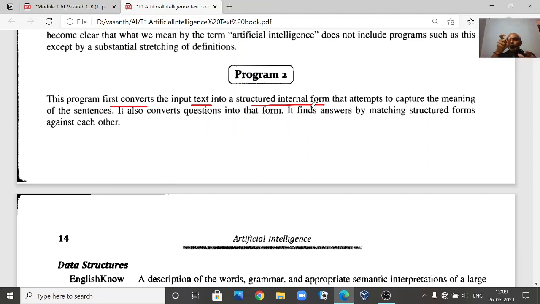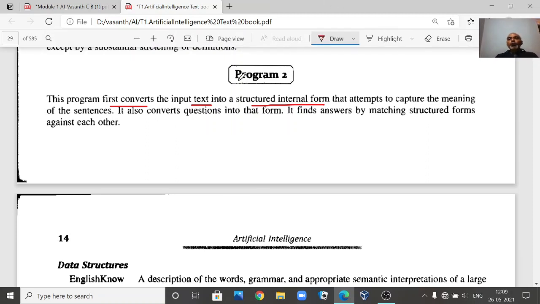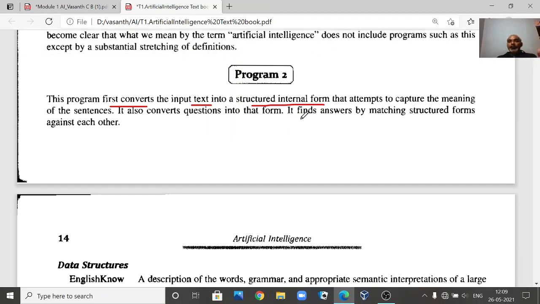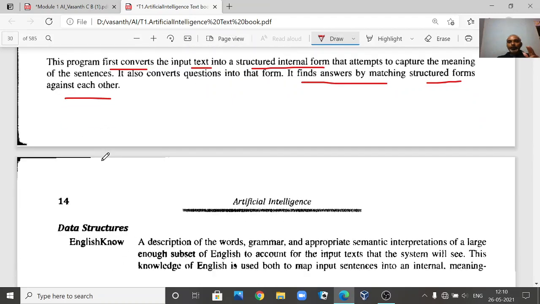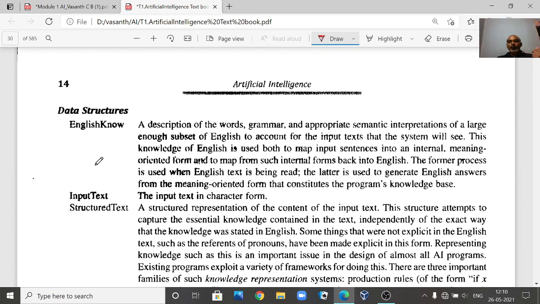Now we want one particular knowledge representation form. To understand this example, we are going to use some type of knowledge representation, which we will be discussing in our forthcoming sessions. So we use some kind of representation form; both your input text as well as your questions are represented in that form, and it finds an answer by matching the stored forms against each other. Then by using matching we are going to find the answer.